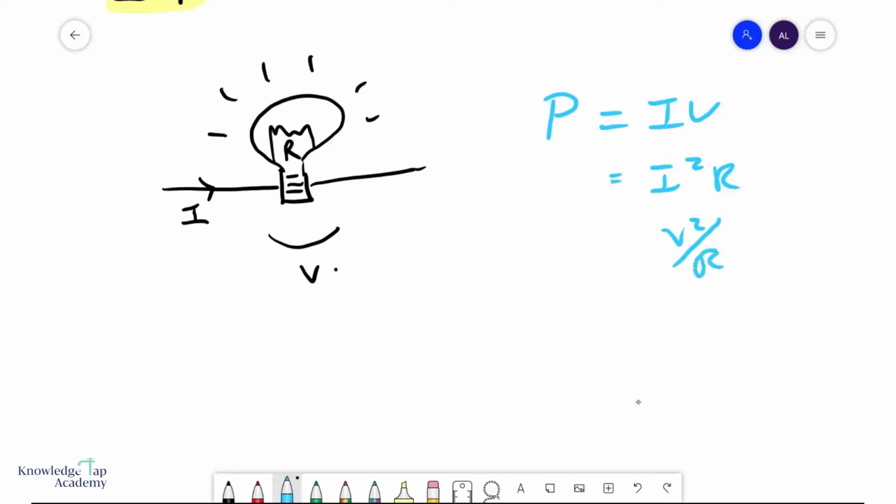So just ensure that when we use these formulas, IV, I squared R, V squared over R, we have to ensure that I, V, and R are correct. And so we have to be specific to the power of the component that we're trying to find. Make sure that I is always the current through the component, R is the resistance of the component, and V, of course, is the potential difference across the component.